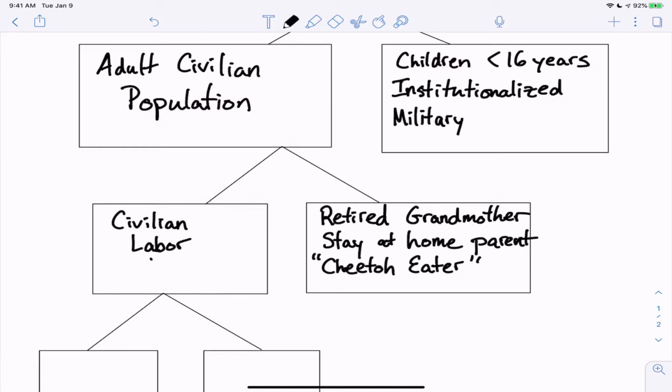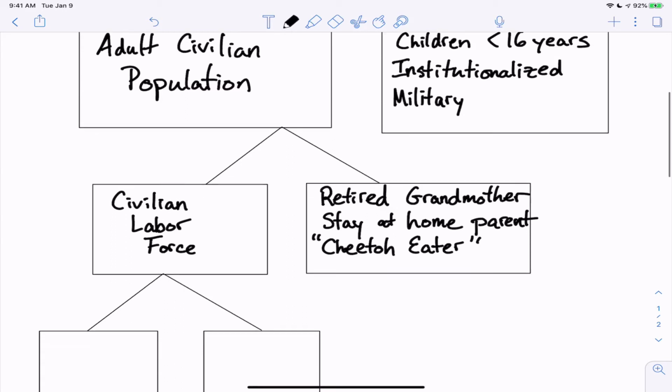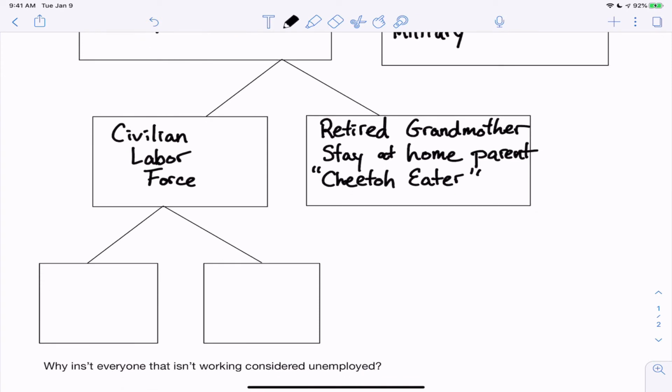And so the question is, well, what makes these people different? Why aren't they part of the civilian labor force? What does it take to get into the civilian labor force? And honestly, you either have a job or you are actively looking for a job to be considered part of the civilian labor force. And so if you ask that stay-at-home parent, well, are you looking for work? Well, no, I'm taking care of my kids. I'm not able to go out and do that work. So they're not part of the civilian labor force.